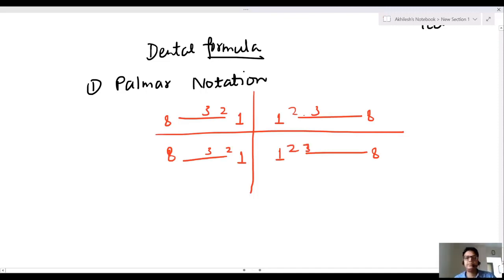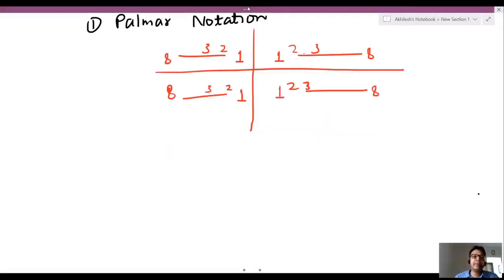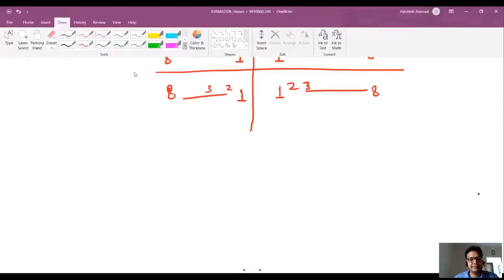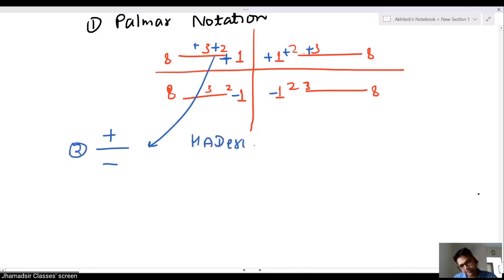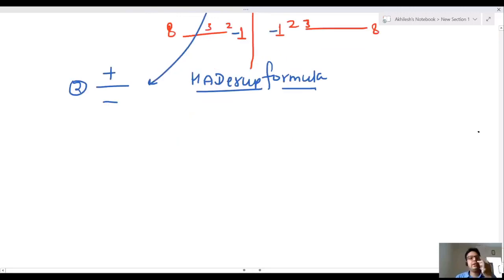This is Palmer notation. Okay, simple. Along with upper teeth, we write down plus 1, plus 2, plus 3, and along with lower teeth, we write down minus. This method, where we write down plus for upper teeth and minus for lower teeth, is known as the Hedrup formula. Palmer notation is 1 to 8, 1 to 8, 1 to 8, 1 to 8.